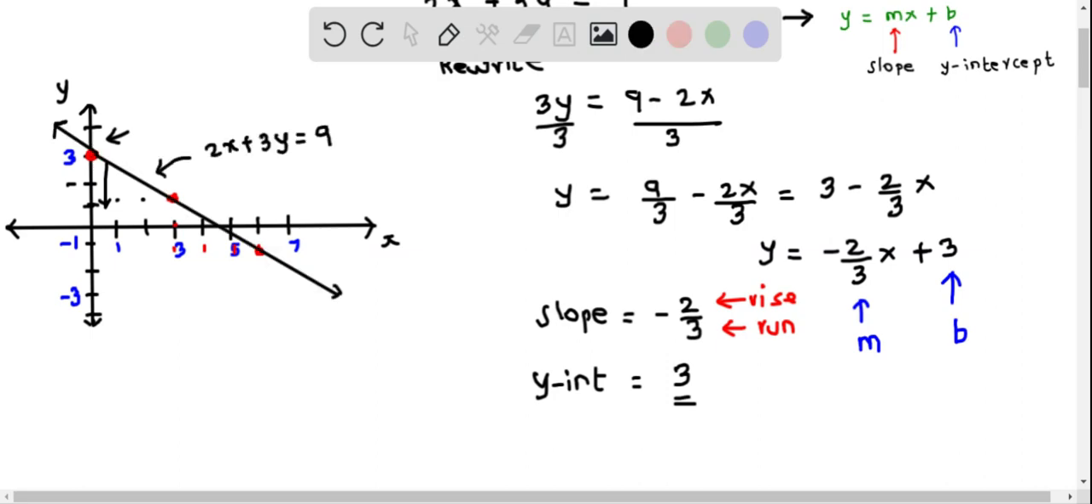Once we join these points, we get the graph of this equation as a straight line. So this is the graph of this equation, 2x plus 3y equals 9.